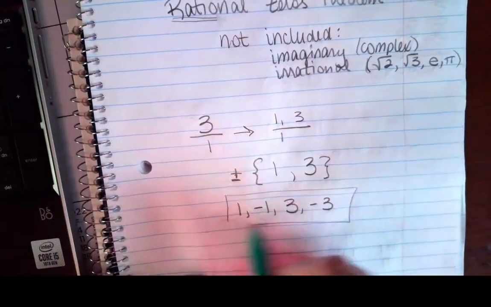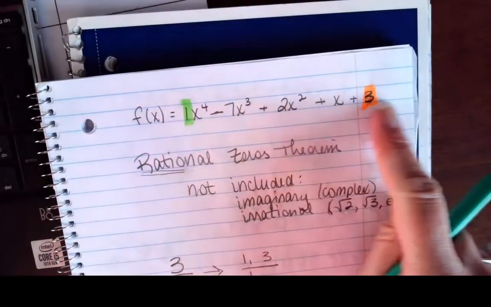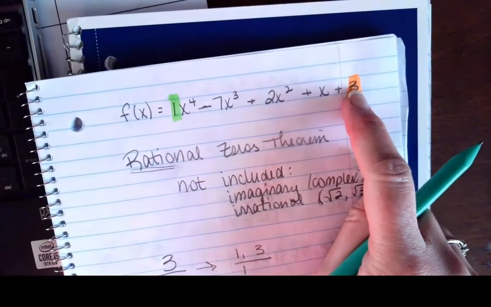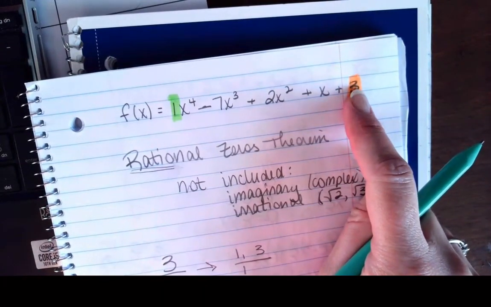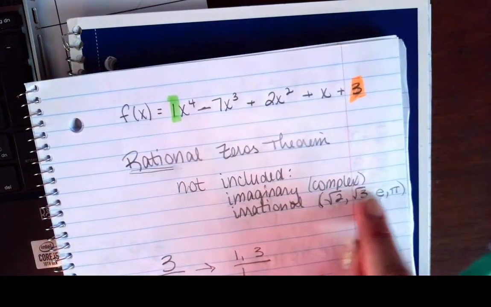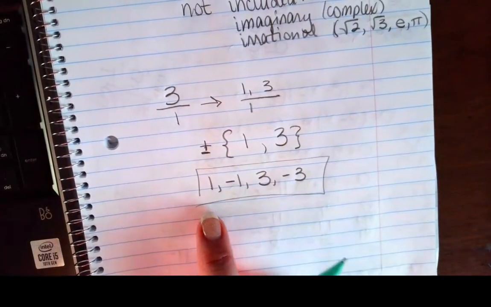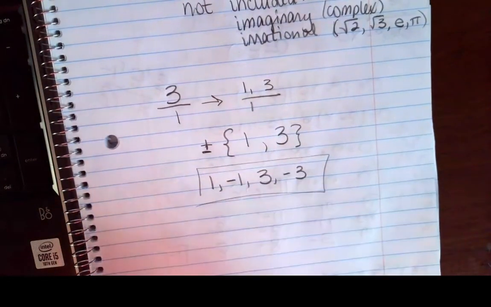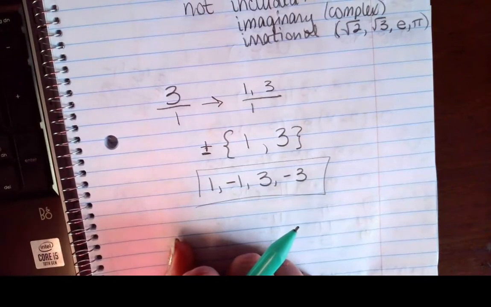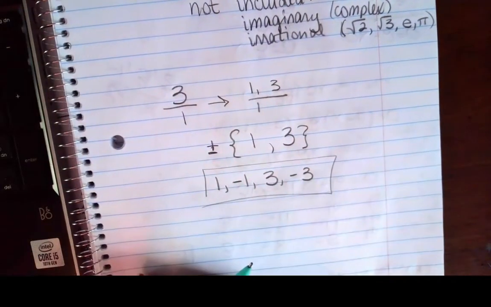So here's what we just learned. If this polynomial, when I graph it, is going to cross at a pretty place on the coordinate plane, meaning not complex and not irrational, it's going to be in this pile. So would it cross at 5? No. 5 is a pretty possibility. It's not in my pile. Would it cross at negative 2? No. Negative 2 is a pretty place on the coordinate plane, and negative 2 is not in my pile.